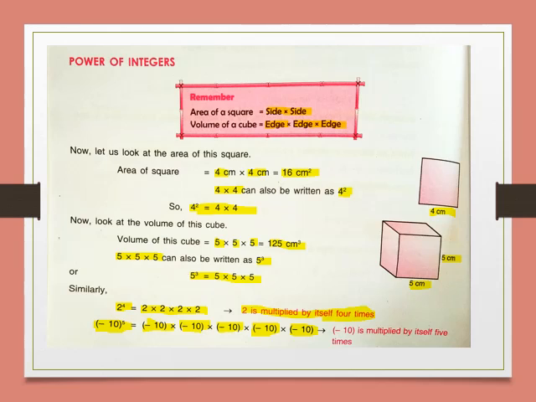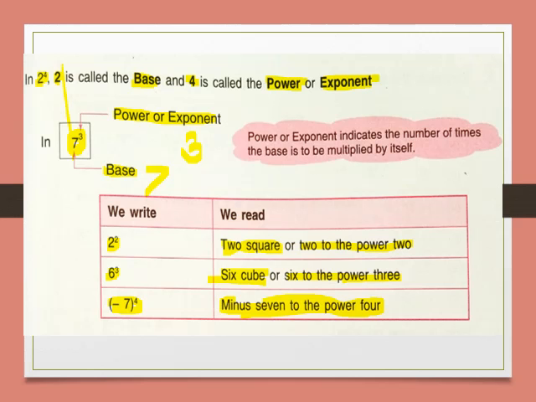Power means the number which is on the top of the number, that is called the power. So 2 raised to 4 means how many times will we write 2? 2 into 2 into 2 into 2. Minus 10 raised to 5 means what? How many times will we write minus 10? Minus 10 into minus 10 into minus 10 into minus 10 into minus 10.